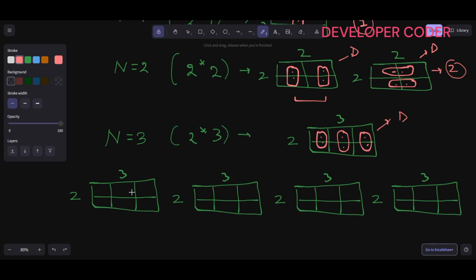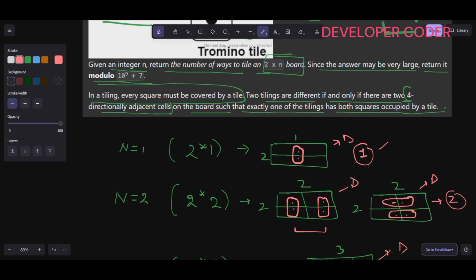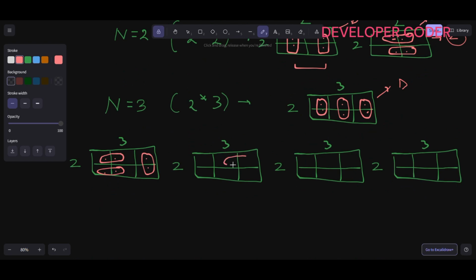If I use this, that simply means here I can place this vertical. Using dominoes only, I'm making the first one, right? Now there is one more way, different tilings. By this definition this is also different. If I use these two here, and this one vertical here.